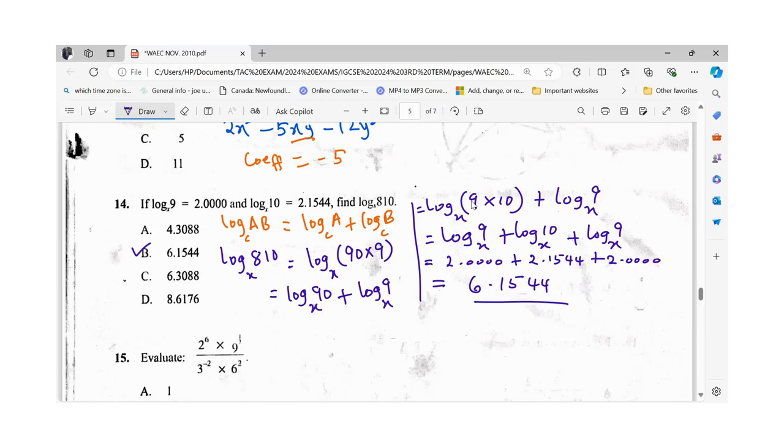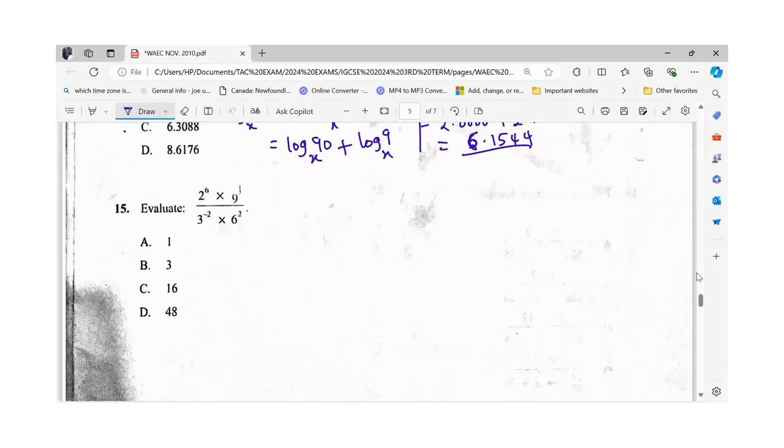We'll proceed now to question number 15. We are asked to evaluate 2 raised to power 6 times 9 raised to power half over 3 raised to power minus 2 times 6 raised to power 2. Now, this is going to give us 64 here times square root of 9. This is the same thing as square root of 9 all over. Of course, if we look at this, this is 1 all over 3 raised to power 2 times 36.